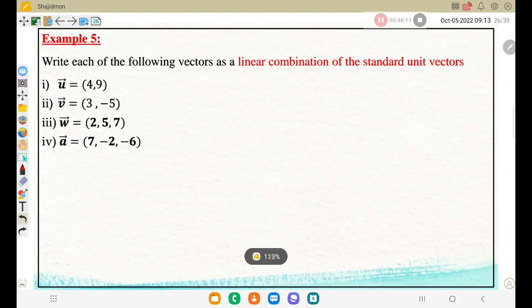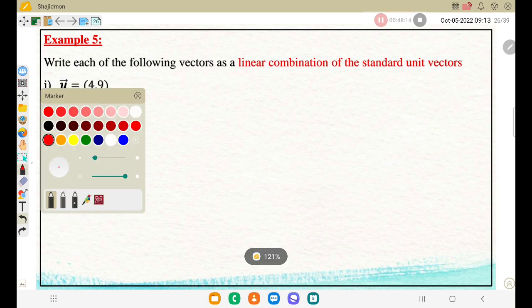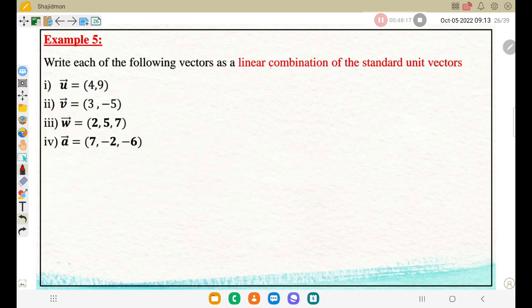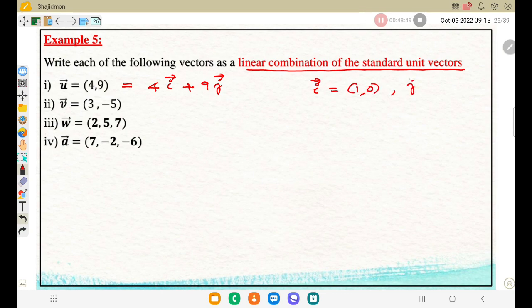Example 5. Write each of the following vectors as a linear combination of standard unit vectors. Just now we discussed it. That means this vector we need to write in the standard unit vectors. For example, here (4, 9). How to write? 4 times i, the unit vector in the x direction, plus 9 multiplied by j, the unit vector in the y direction. 4i plus 9j. x multiplied by i plus y multiplied by j. Okay, where what is the i vector? (1, 0), because in the plane. Vector j means (0, 1), plane vectors.